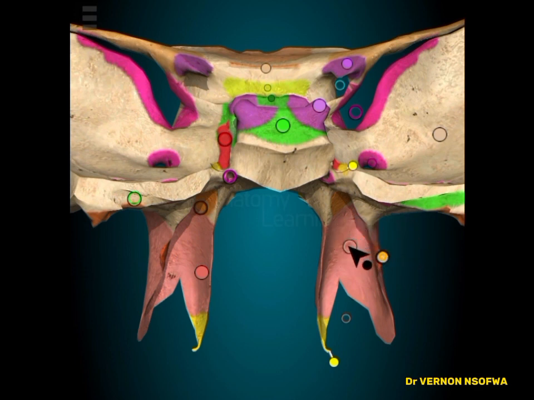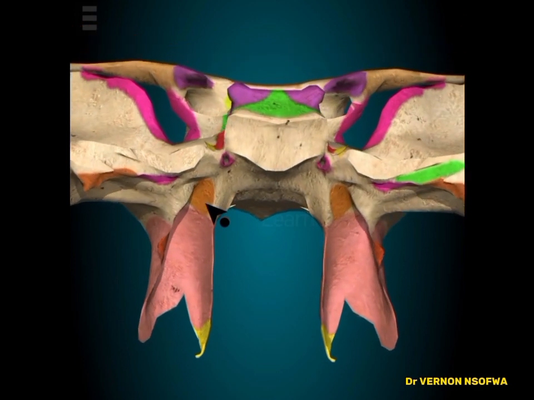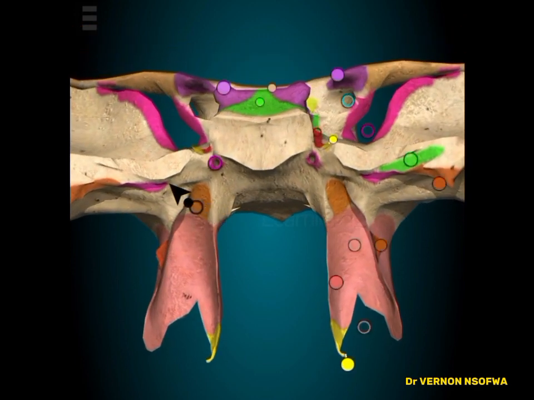And then if you look here, you're going to see there's a fossa. It's called the pterygoid fossa. And then on top here, just superior to the pterygoid fossa, you're going to see this depression called the scaphoid fossa. It is just above the pterygoid fossa.